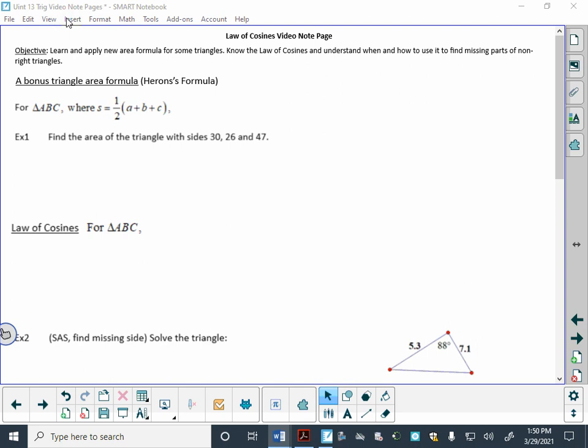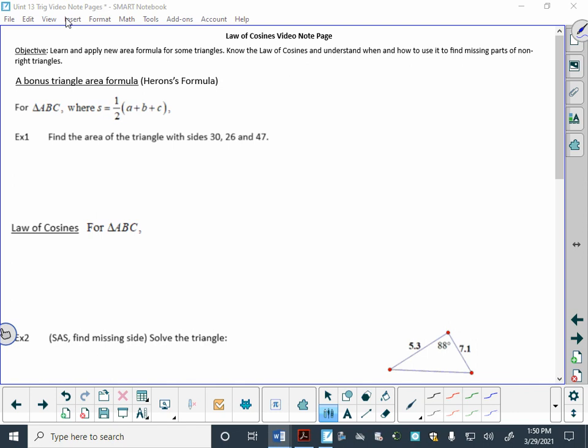Law of cosines. Sounds a lot like the law of sines, looks very different. Before we jump into it, we're going to throw one more bonus triangle area formula at you. There is actually a formula out there that if you just know the three side lengths of the triangle, you can figure out what the area of the triangle is.